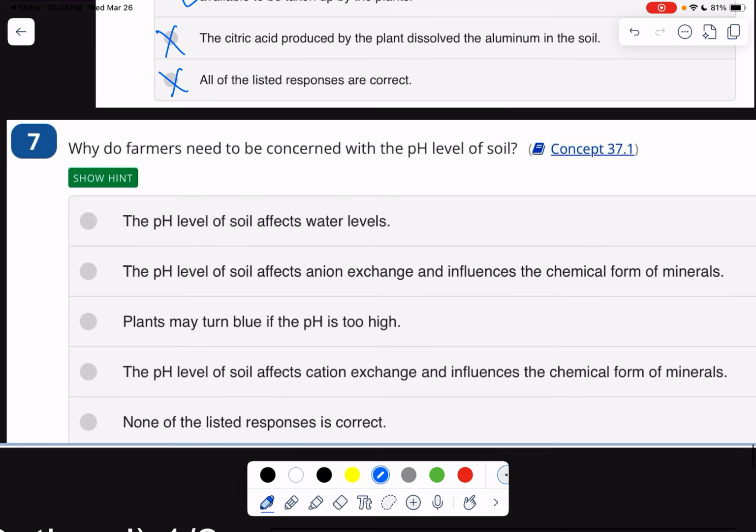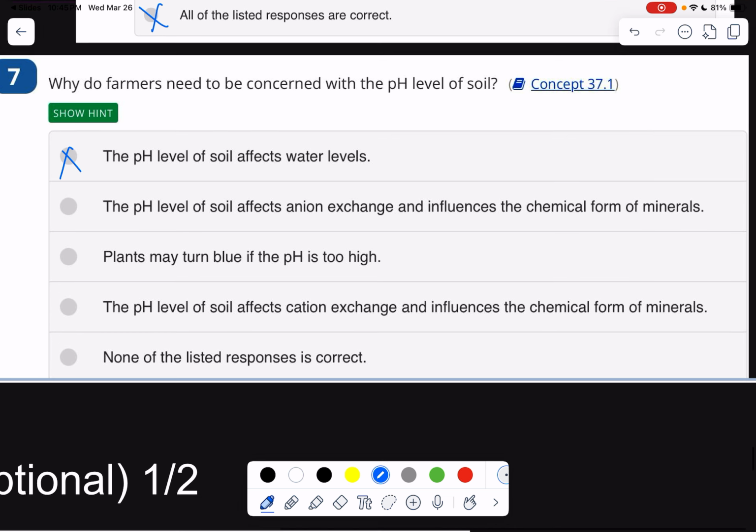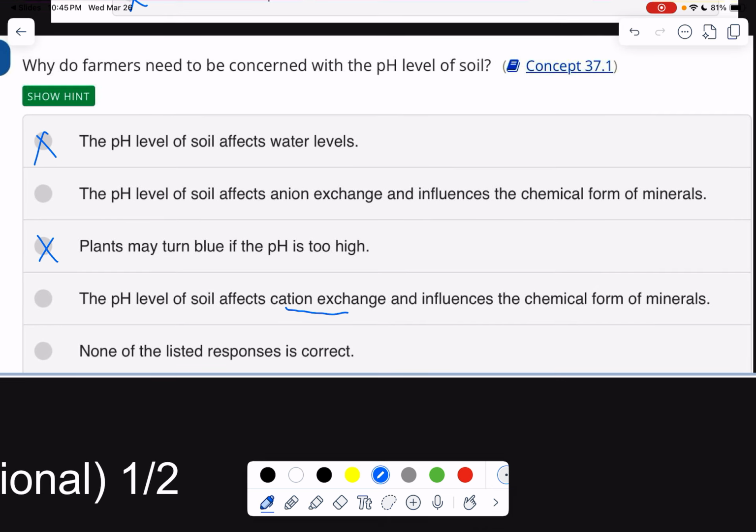And let's look at this. Why do farmers need to be concerned with the pH level of soil? Well, let's see. The pH level of soil affects water levels. This is a nonsense answer. The pH level of soil affects anion exchange. This might be correct. Plants may turn blue. This is only in a special case where we genetically modified the plants, so no. And the pH level of soil affects cation exchange.